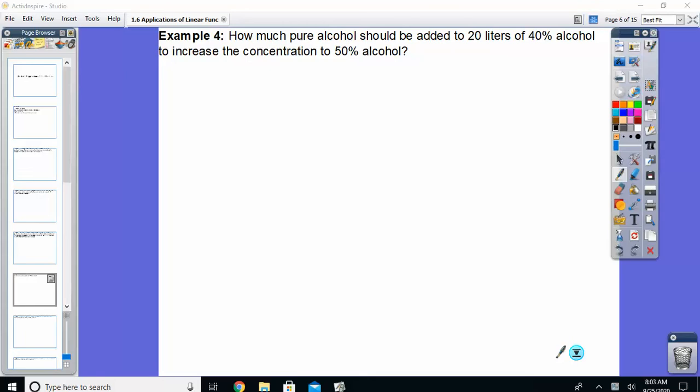You have to define your variables, and how do you have to answer? With a sentence every time.